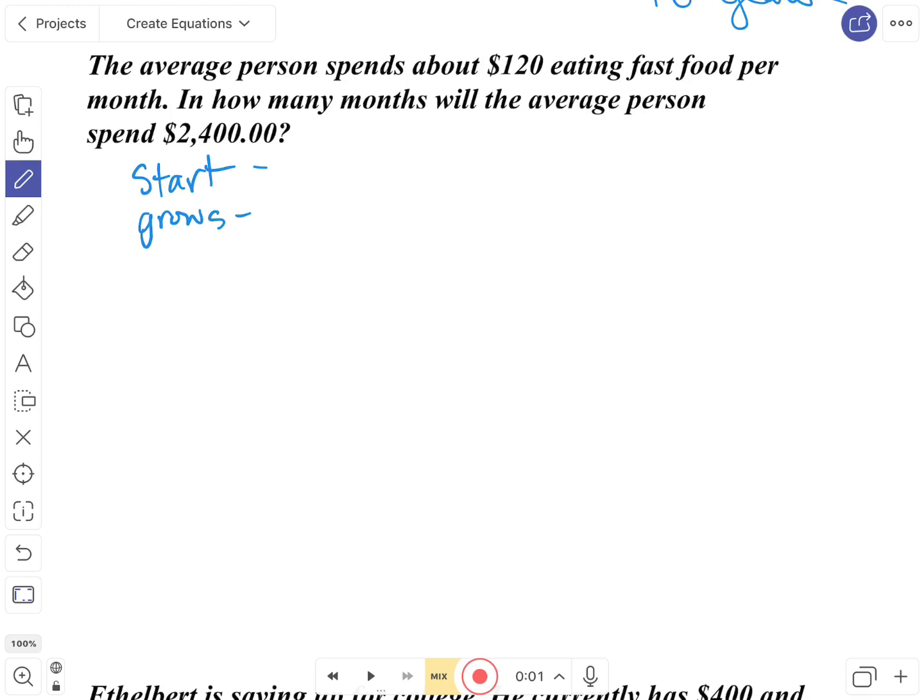Well, they say they spend about $120 eating fast food per month. So that's our growth, right? $120 per month. But it doesn't tell us where we start, does it? Well, if you think about it, it kind of does. It hasn't said how much we've already spent, so we haven't spent any money. So for our equation, we're starting at 0. We're adding 120 every month, so we'll use m for month.